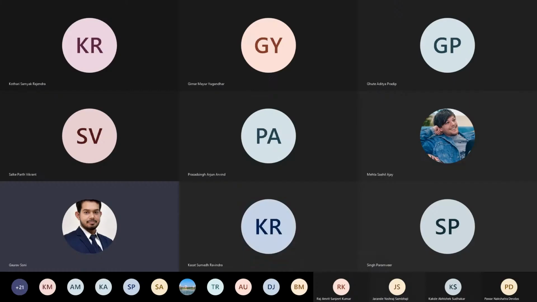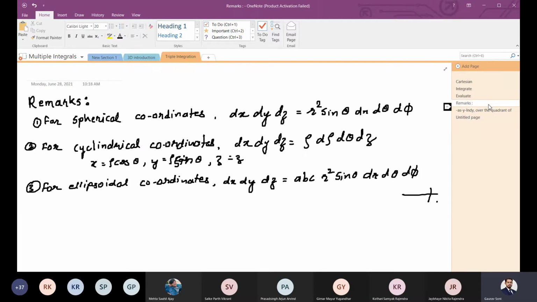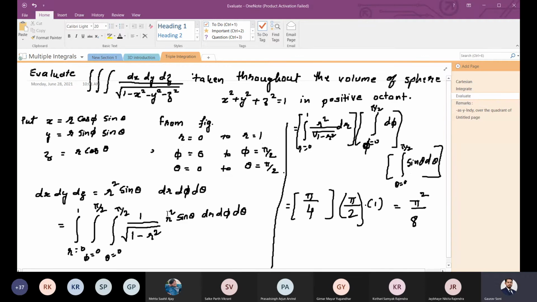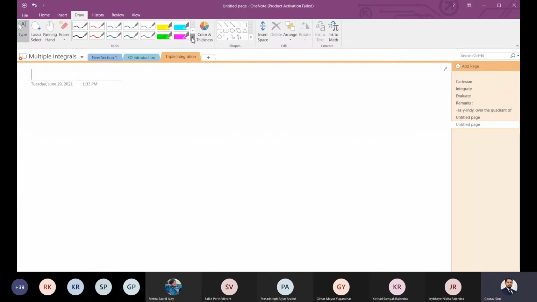As I said yesterday, we are going to start with the examples on the spherical coordinate system, then cylindrical coordinates, then ellipsoidal coordinates. So we'll solve some of the triple integration examples using those substitutions that we have seen. One example we have seen in the previous lecture, where we substituted the spherical coordinates and then solved it. One more example using spherical coordinates.